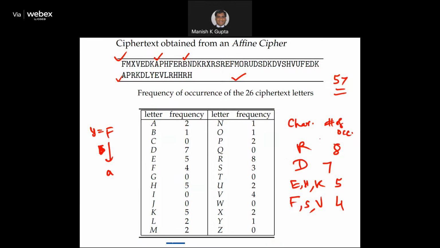Now what should I actually do? Tell me, how do I break it? You know the statistical properties of English and you know the occurrence of letters in this encrypted text. Now what should you do? Any idea?